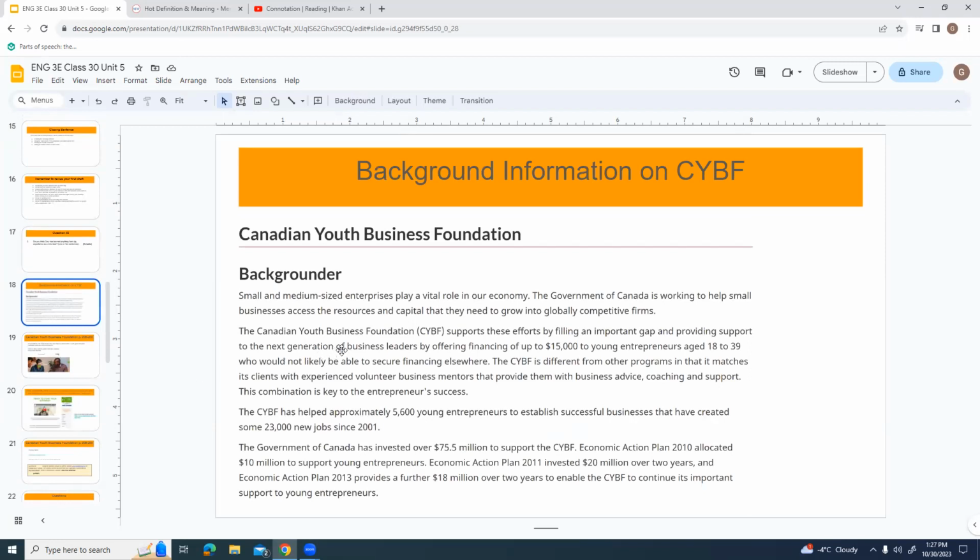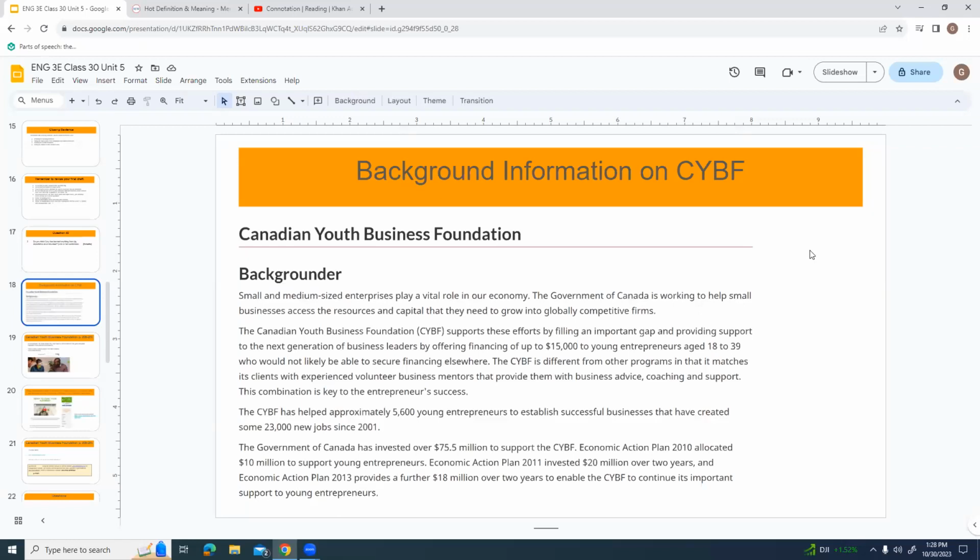Okay, so we're going to switch now to the little text about the Canadian Youth Business Foundation. This is some background info on them before we start exploring about them. Small and medium-sized enterprises play a vital role in our economy. The Government of Canada is working to help small businesses access the resources and capital that they need to grow into globally competitive firms. The Canadian Youth Business Foundation supports these efforts by filling an important gap and providing support to the next generation of business leaders by offering financing of up to $15,000 to young entrepreneurs aged 18 to 39 who would not likely be able to secure financing elsewhere.